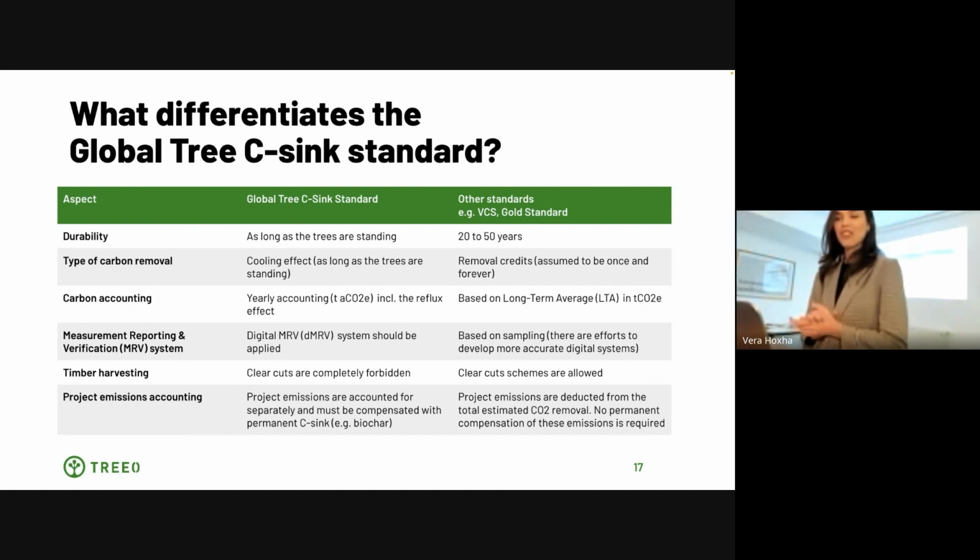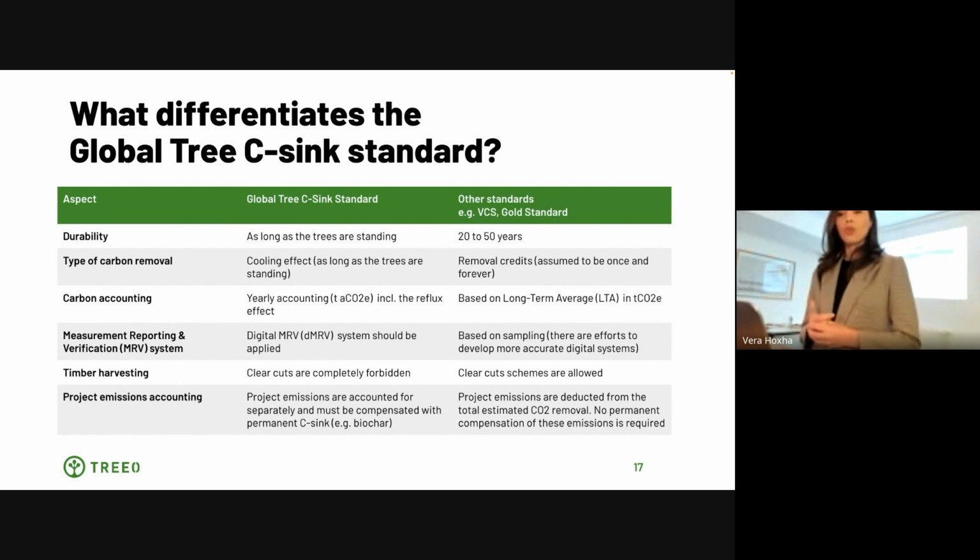While for the other standards, we are following this long-term average where we have, as I said, a design and we just average the potential of carbon or CO2 removal out of it. So it's also linked to how we measure this carbon or how we account. We have the MRV system.